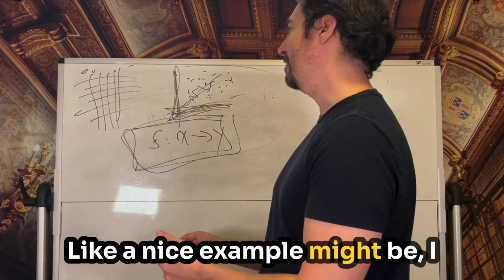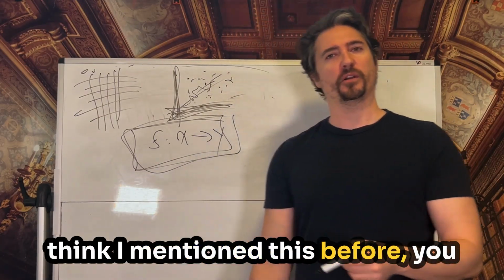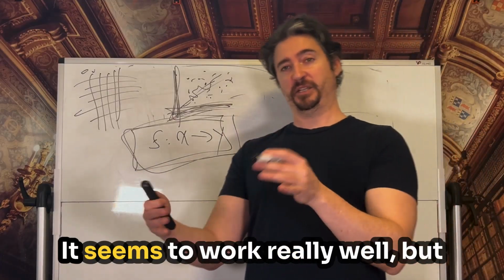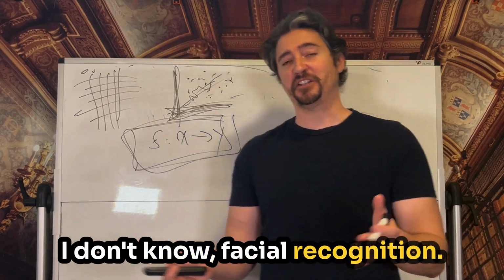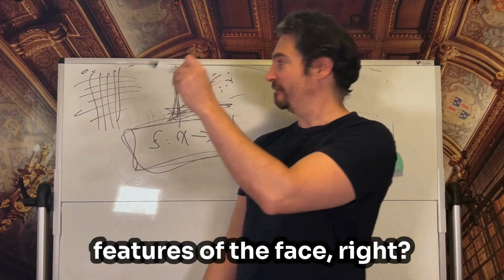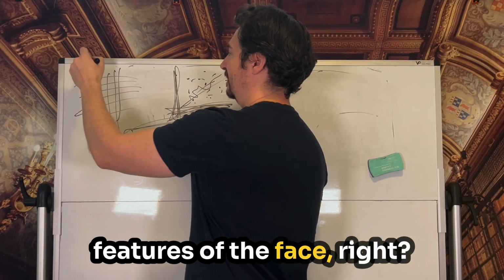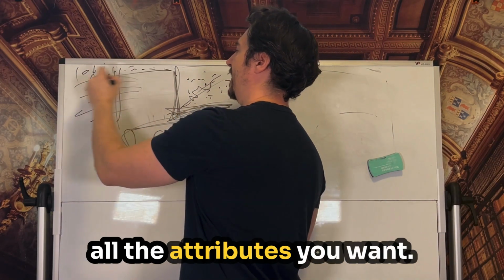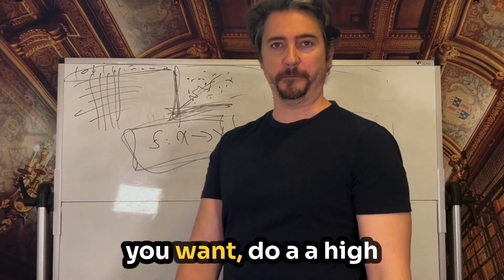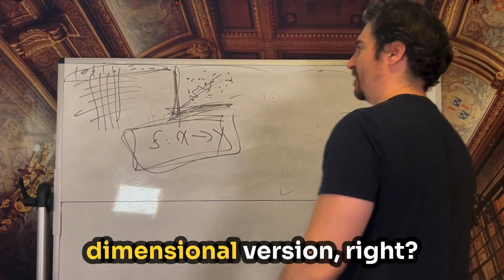A nice example, I think I mentioned this before: you've got linear regression, it seems to work really well, but let's apply that to something like facial recognition. I mean, you could try. You could collect all the features of the face, right? The nose, the distance between the eyes, the lips, all the attributes you want. You can go a million if you want. Do a high-dimensional version, right?